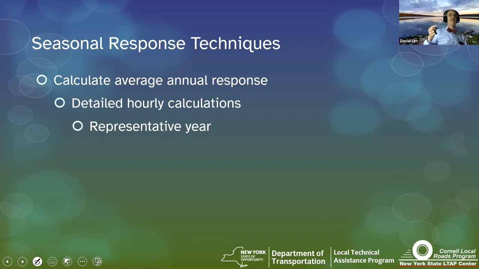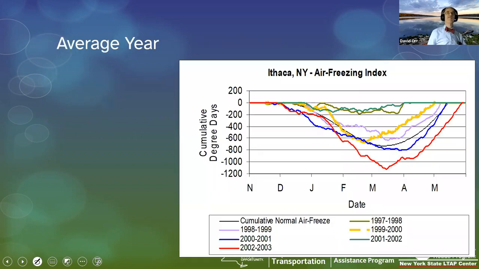These are the three most common techniques that you'll see. I'm going to show you why I'm not a fan of the first one at all. If you've got a really good computer, the second one with the hourly works really well. That's what the AASHTO method uses. And the tool I'm going to show you after the break is representative. If you just use the average year, you might miss real world variations.